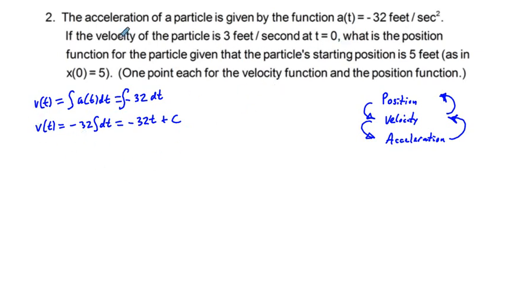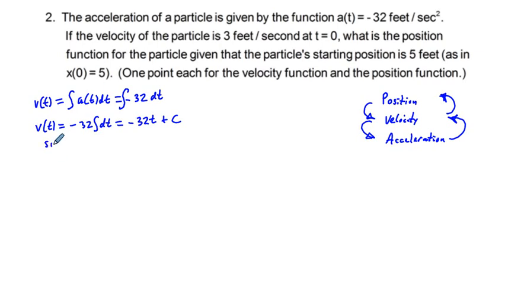And so next, we know the velocity of the particle is 3 feet per second at t equals 0. So what we're going to do is put in 3. I'm going to say v of, I'm going to write it like this.